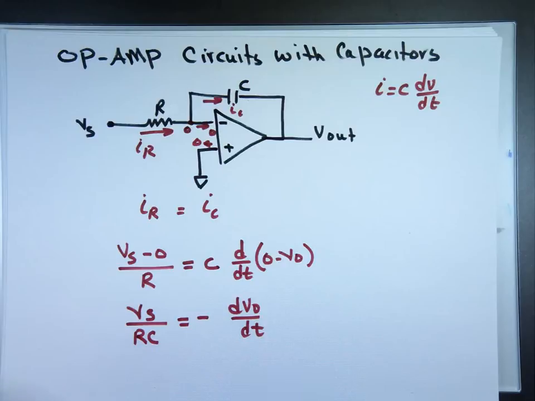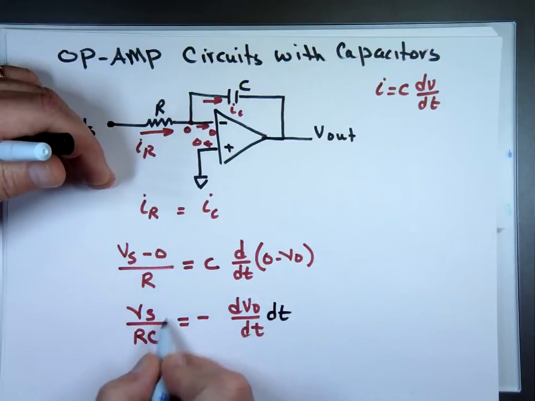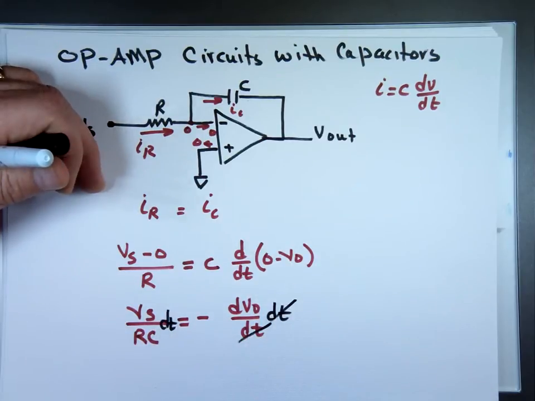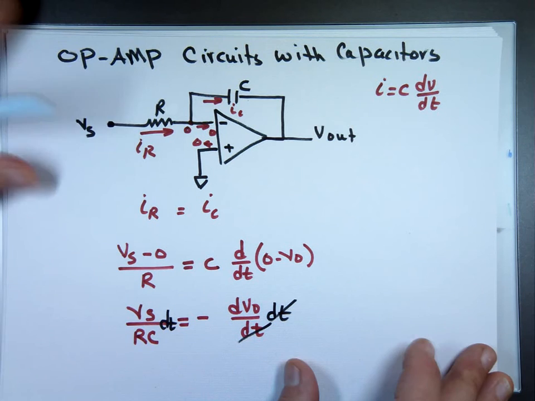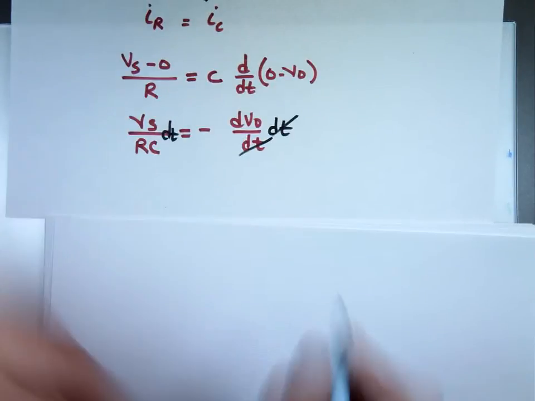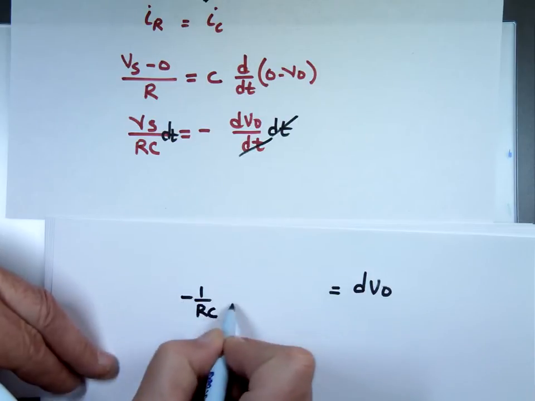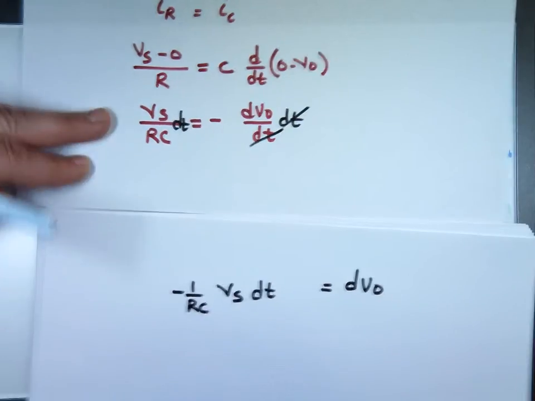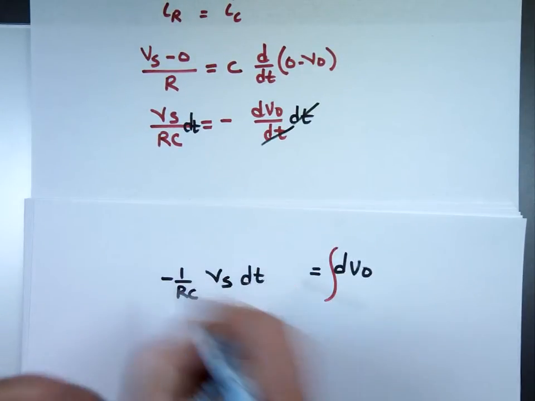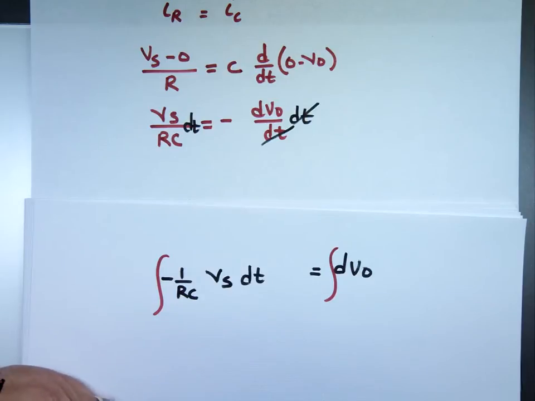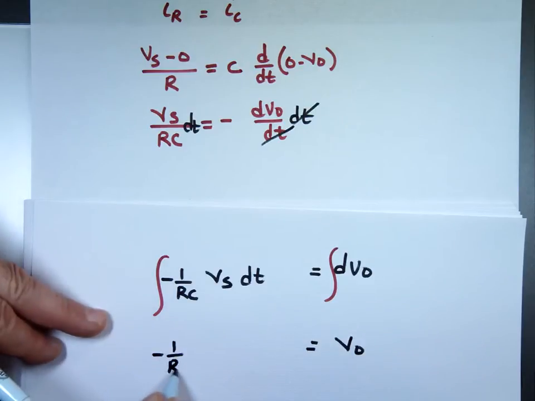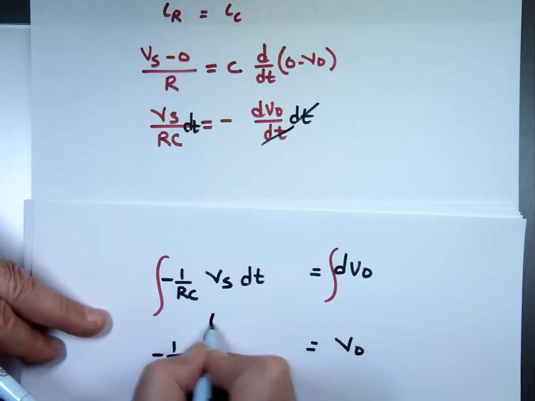Now from calculus, if you took calculus 2, that's a differential equation. How do you get rid of that derivative? You multiply both sides of the equation by dt. What will happen? This will cancel that. So now we have what? I can take the minus sign. I have dV out in the front equals negative 1 over RC Vs dt. And how do you solve it for V out? If you remember your calc, integrate. V out equals negative 1 over RC, the integral from negative infinity to t, Vs dt.